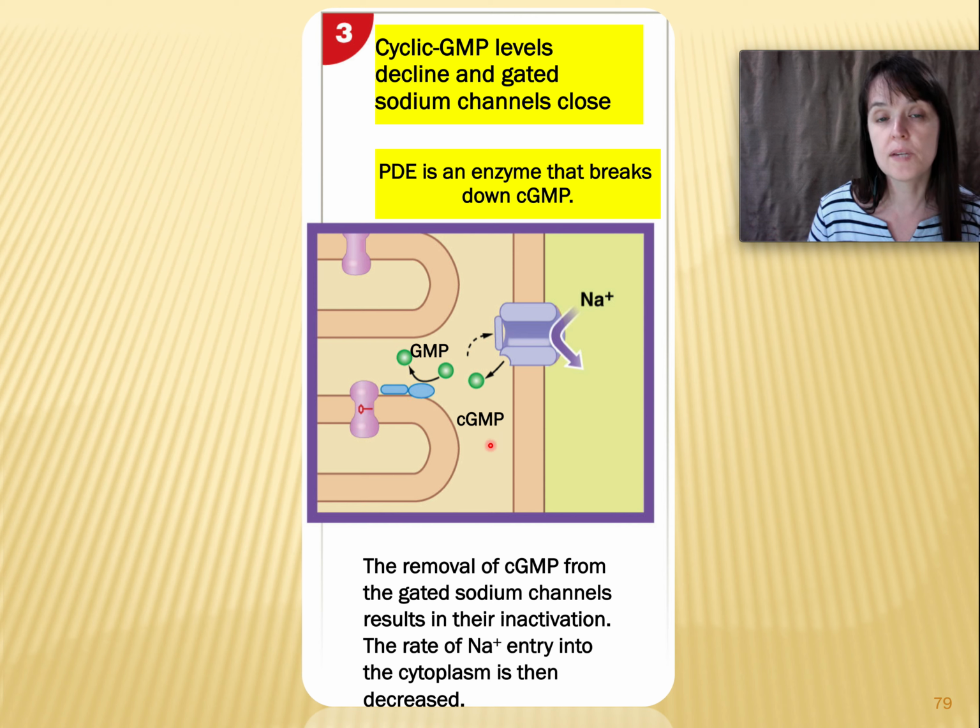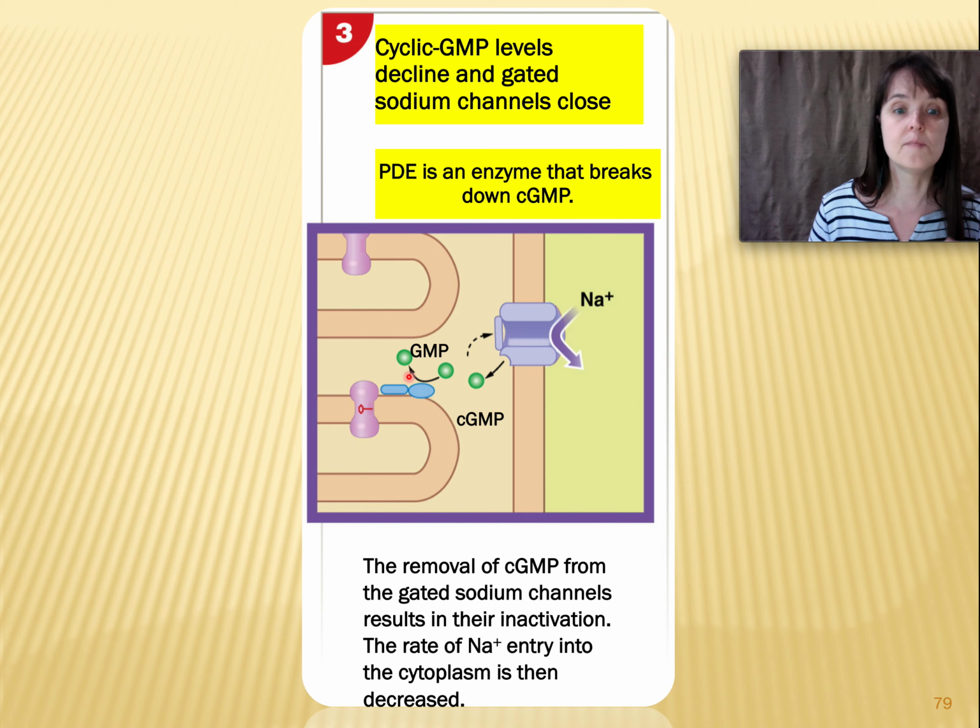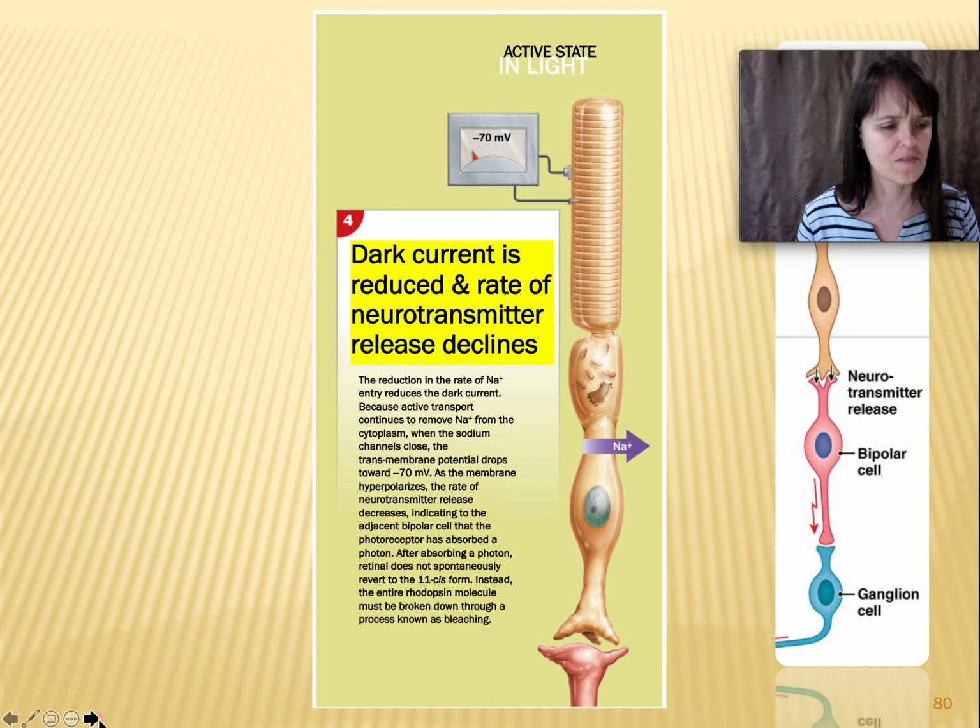Because the cyclic GMP that held them open was broken down by PDE. And the PDE was activated by the transducin. The transducin was activated by the activated opsin. And what activated the opsin? A photon. So this is all from "I see the light." Okay. Next number, 4, I think.